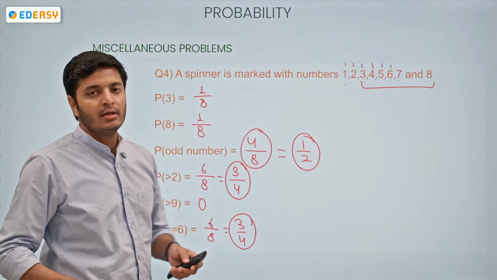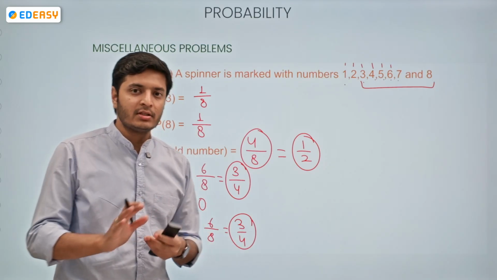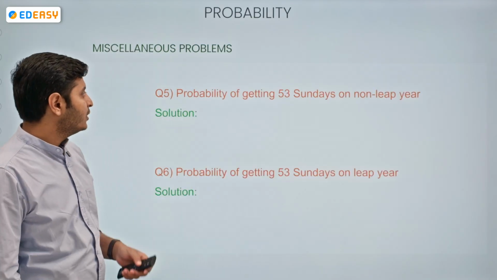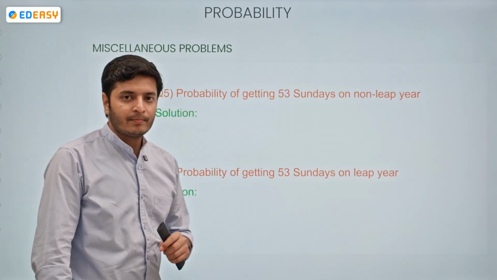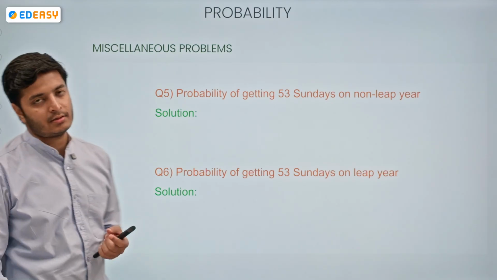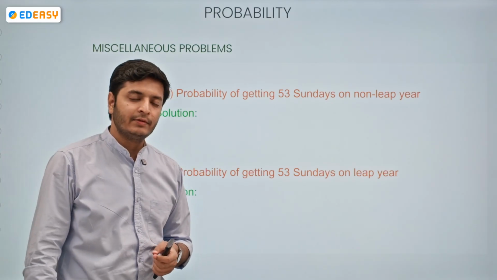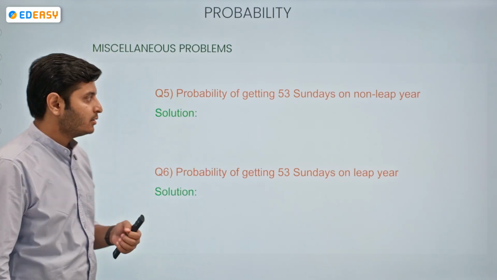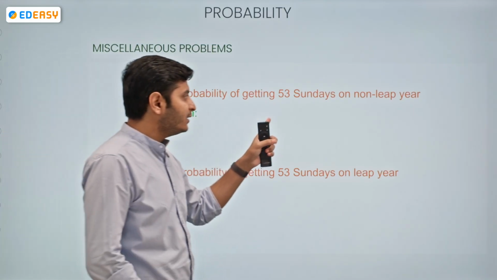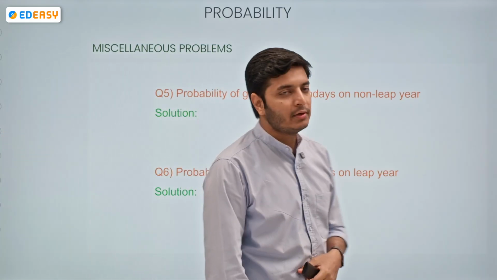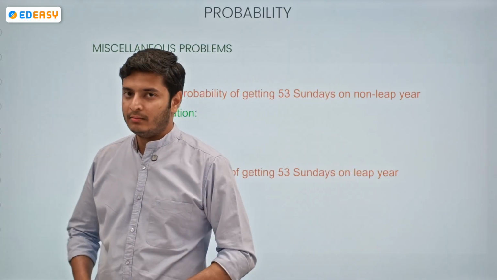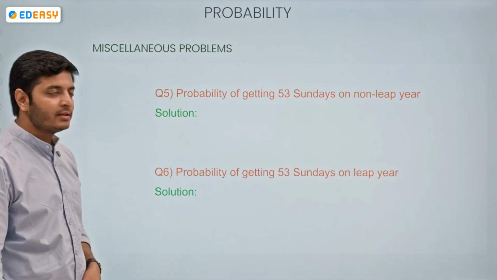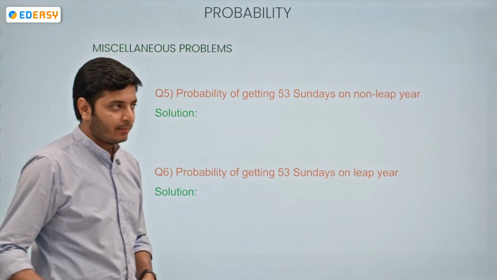This chapter, you can score in this chapter very easily. Now the next problem is a little bit interesting because here we need to apply a different logic. What is the probability of getting 53 Sundays in a non-leap year? I'm going to show you a trick here. If this type of problem appears in the exam, you can apply one trick.